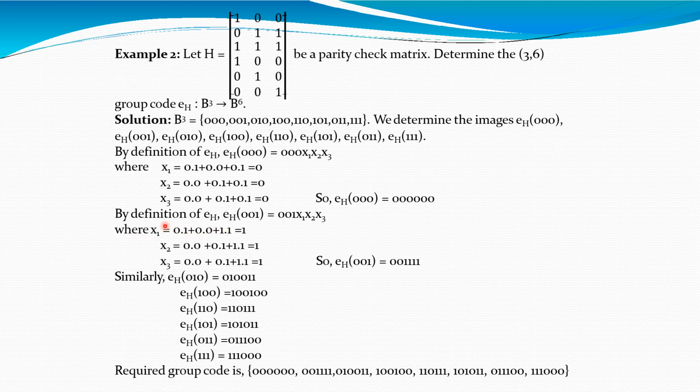Same way x2 will be 001 multiplied by the second column, that is 011. So it will be 0 into 0 plus 0 into 1 plus 1 into 1, which is equal to 1. Same way x3 equals 001 multiplied by the third column, that is 011, which is again equal to 1. So we get EH of 001 is 001111. Similarly, we can find the remaining code words. Now we form the set of all code words, that is the required group code.